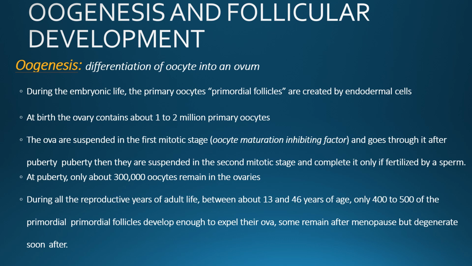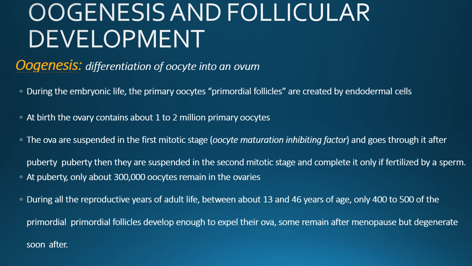Coming to the most important function of the ovary, it is oogenesis and follicular development. In males, it is spermatogenesis, that is, production of sperms. Spermatogenesis begins only at puberty in males, whereas in females, oogenesis, that is the process of differentiation of an oocyte into an ovum, begins as early as 10 weeks of gestation. We can divide oogenesis into 4 phases: fetal oogenesis, postnatal oogenesis, prepubertal oogenesis, and pubertal oogenesis.